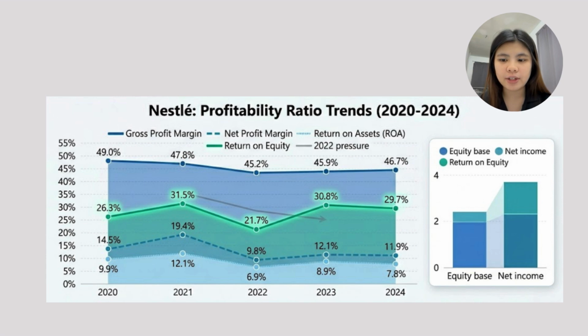But the real highlight here is the return on equity, or ROE, which has stayed incredibly high, hovering around the 30 mark every year. In conclusion, this ROE is a direct result of the leverage strategy that we just discussed. By reducing equity and using debt strategically, Nestle successfully maximized return for its shareholders.